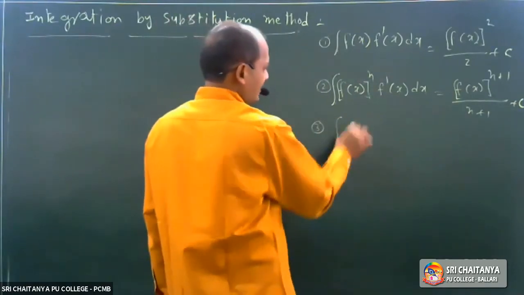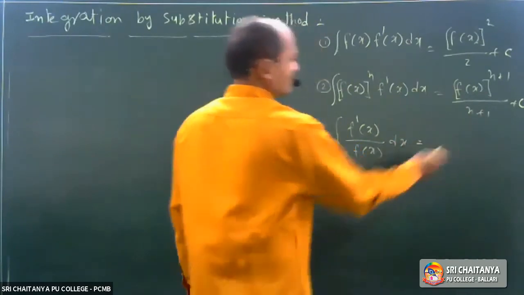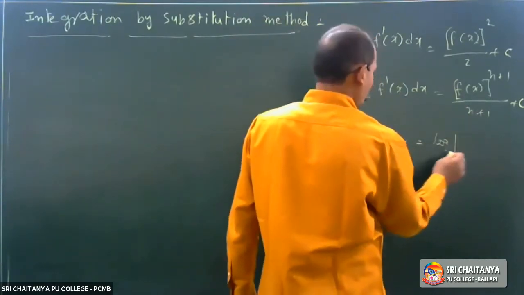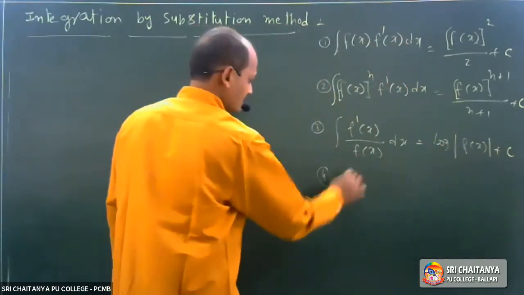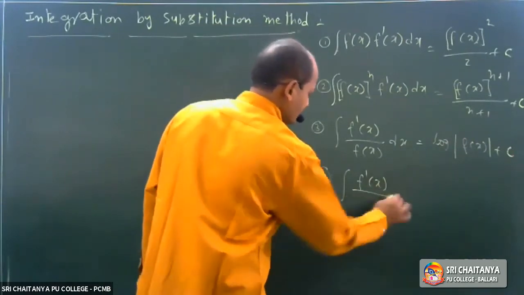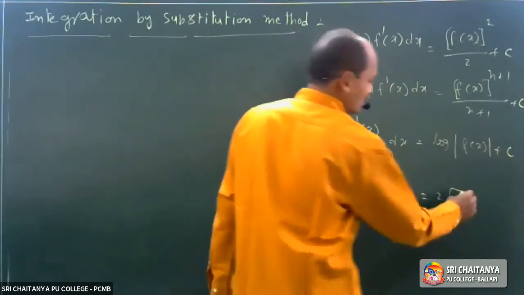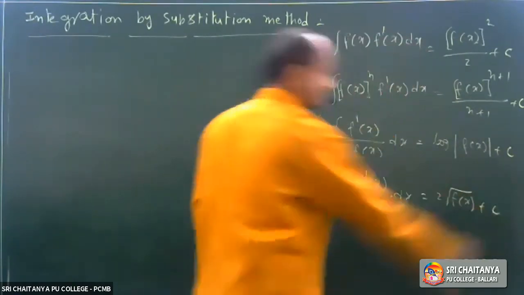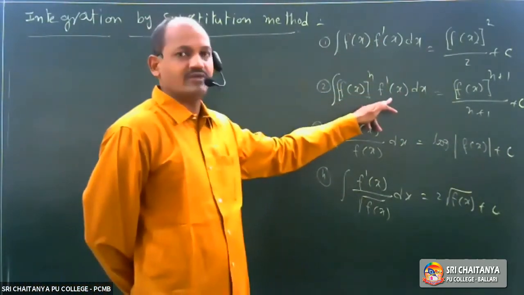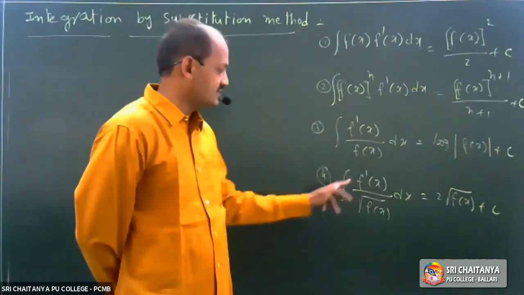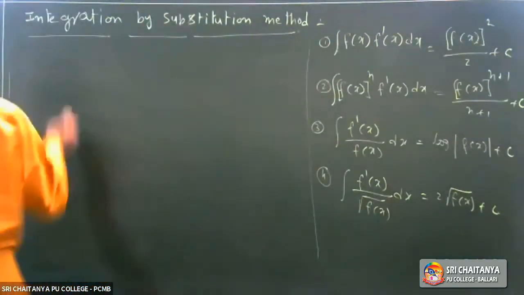Third one, the integral of f dash of x by f of x dx. It is log mod f of x plus c. Fourth one, the integral of f dash x by root f of x dx. It is 2 root f of x plus c. Okay? F of x into f dash of x, f of x whole power n into f dash of x, f dash of x by f of x, f dash of x by root f of x. These four conditions.